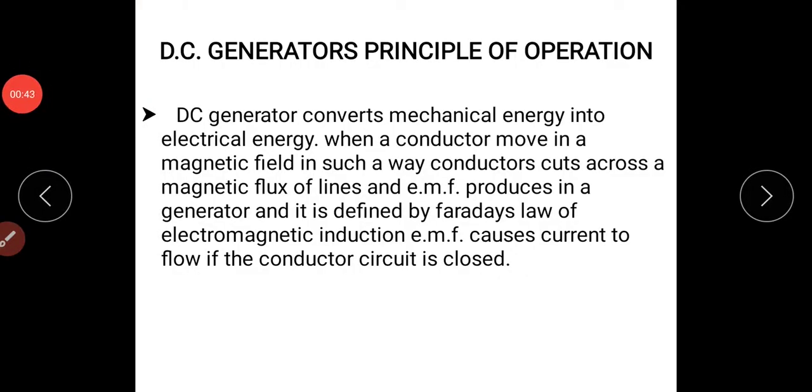Okay, next the operating principle of DC generator. The DC generator operating principle is Faraday's law of electromagnetic induction. The DC generator converts mechanical energy into electrical energy. When a conductor moves in a magnetic field in such a way that the conductor cuts across magnetic flux lines, an EMF is produced in the conductor, and it is defined by Faraday's law of electromagnetic induction. This EMF causes current to flow if the conductor circuit is closed.